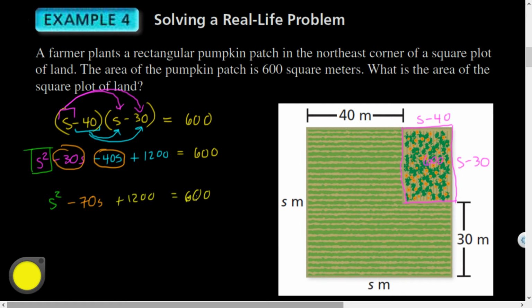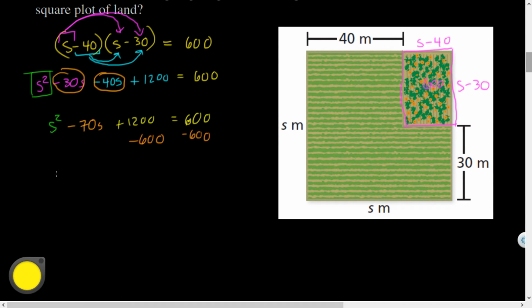To get this set equal to 0, what do I have to do with this 600? Minus it from both sides. Okay. All right. So I'm doing a lot of work here. Let's see what we get. So I'm going to get s squared minus 70s plus 600 equals 0.